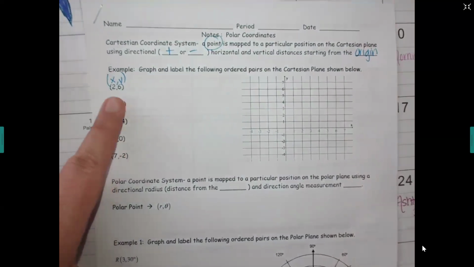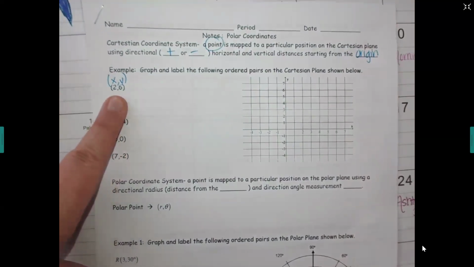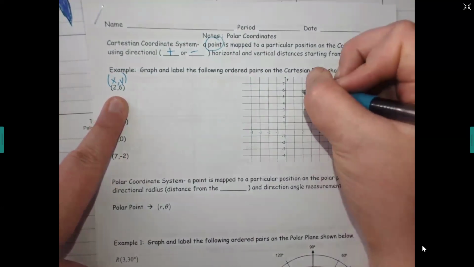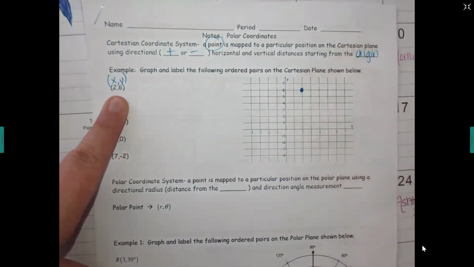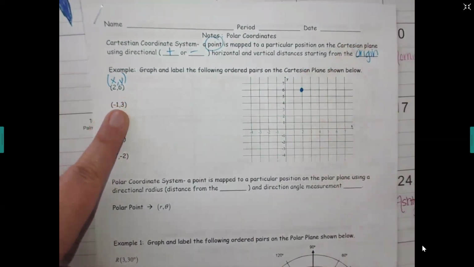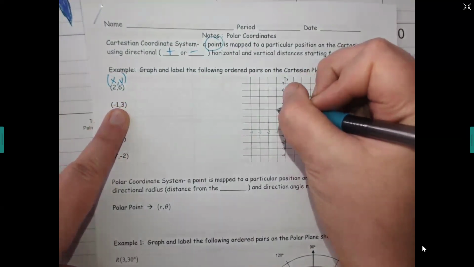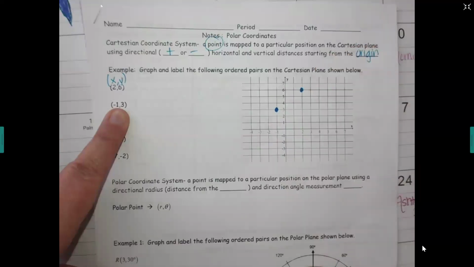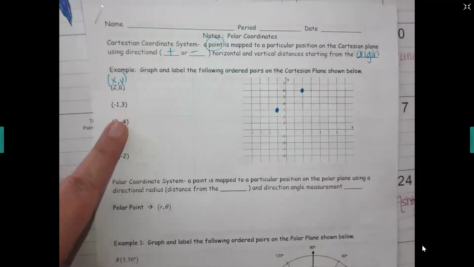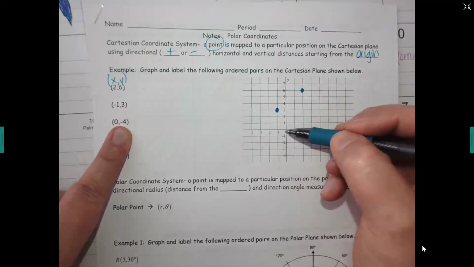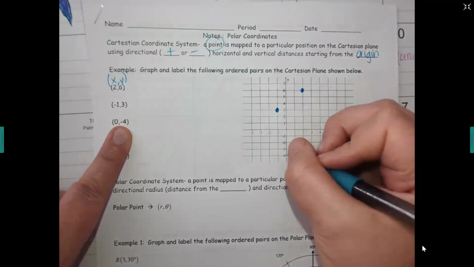So if I wanted to graph, let's say 2, 6, I would go to 2 on the X, 6 on the Y, place my dot. Next one is -1, 3. So I'd go to -1 on the X, 3 on the Y, place my dot. Okay, so this is the type of graphing you've already done for forever, right? 0, -4, I'd go to 0 on the X, -4 on the Y, I'd place my dot.